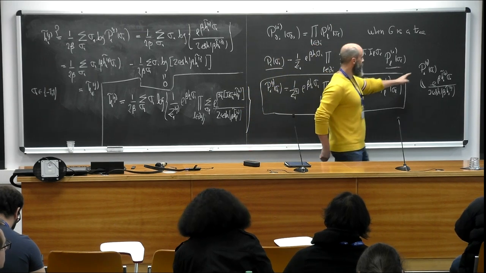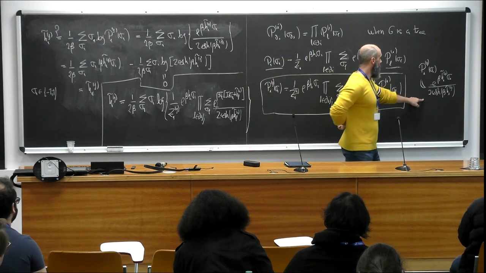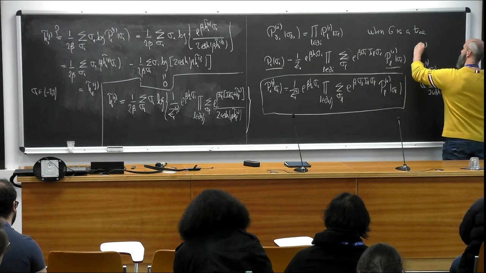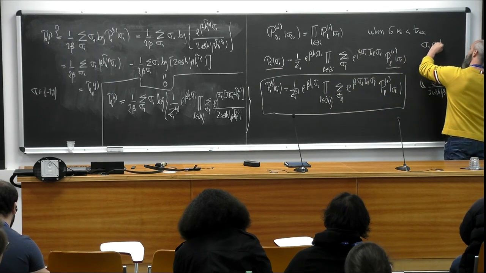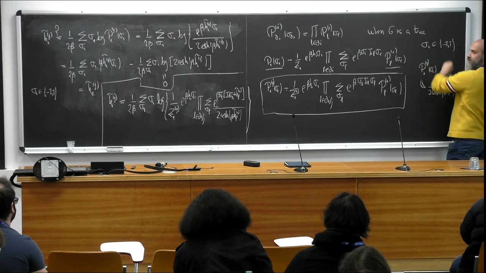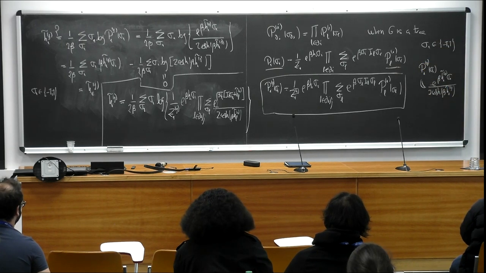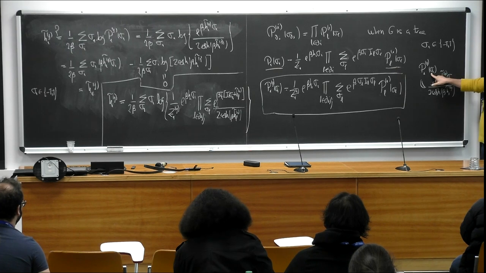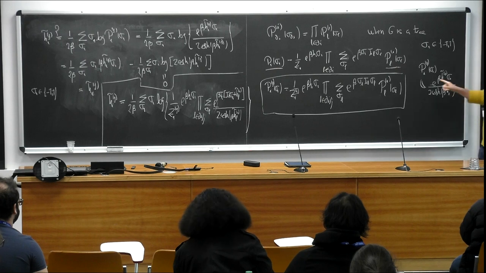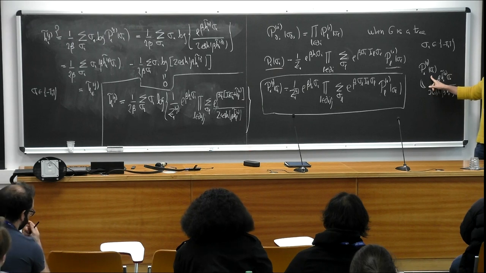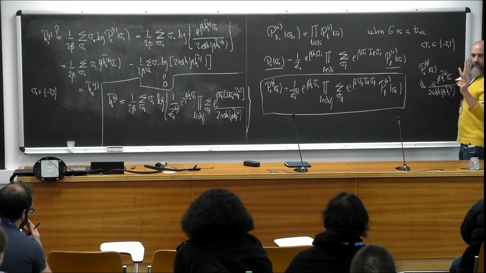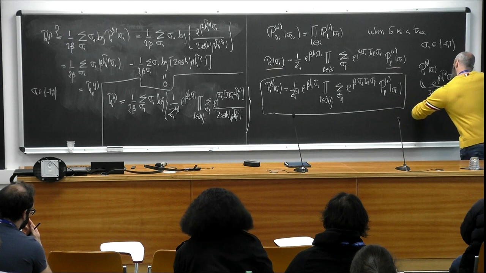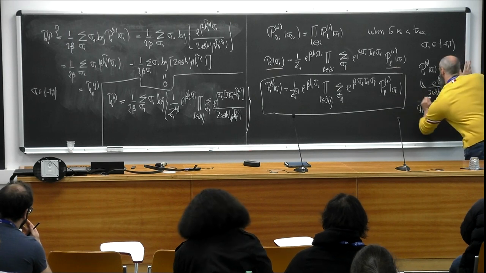How do I know that I can write this thing in this way? Because sigma i takes two values, right? Plus one and minus one, okay? So that means since this is a Boolean variable, or an Ising variable, a variable that takes two values, to fully characterize this probability you'll need one number. Because I only have to characterize the probability. Let us put it like this.